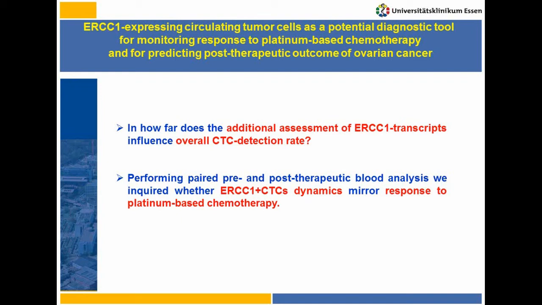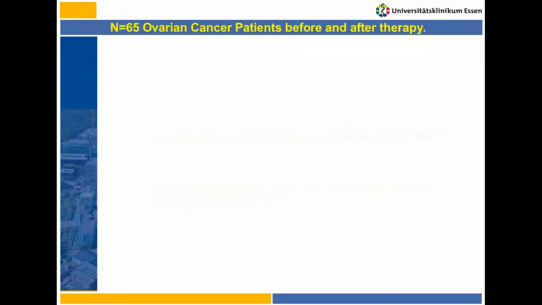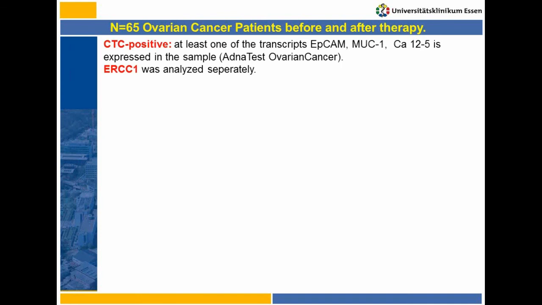Can we perhaps enhance or influence the detection rate by including ERCC1 in the ADNA test? And so, performing a paired analysis, so before and after the therapy, we inquired whether ERCC1 positive CTC dynamics mirror response to platinum-based chemotherapy. So we had 65 ovarian cancer patients where we were able to study blood before and after therapy. This time, again, we said CTC positive: at least one of the three markers of the ovarian cancer test has to be positive, and ERCC1 again was analyzed in a separate PCR, but we made different evaluations.